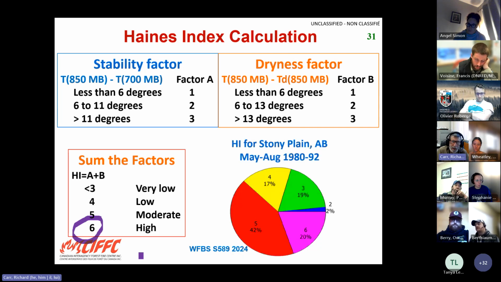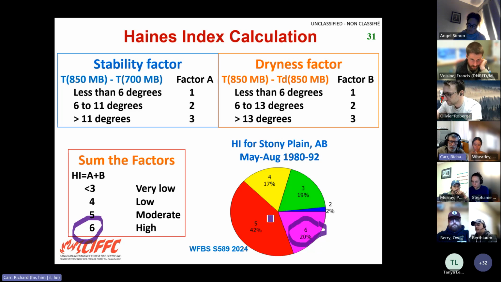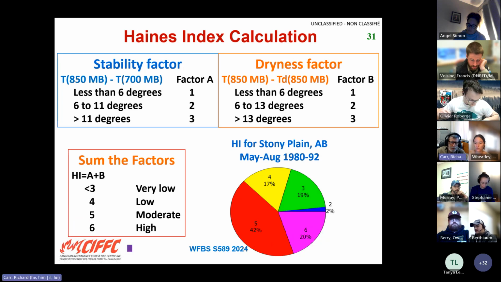But if you look at a kind of a climatology of Haines index, it's just for Stony Plain, west of Edmonton here, about a dozen years in this particular study. Well, the 6s occurred about 20% of the time, and 5s about 42% of the time. So really, we're getting almost 2/3 of the Haines index calculation sitting in the moderate to high range, and not many that actually come out with a value of 2. So it's pretty common to get a lot of Haines index up at the top of the scale.